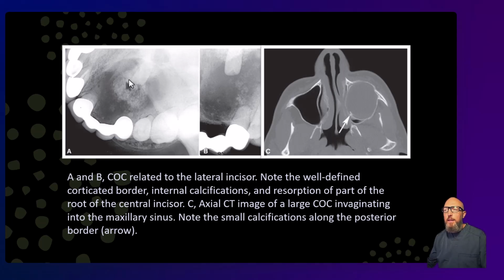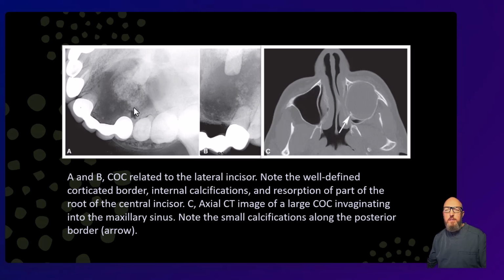A COC on the lateral incisor. You can see this impacted lateral incisor here. You can hopefully appreciate the nice, smooth, well-defined, round, corticated borders. And of course, the internal calcifications. They look somewhat dystrophic, maybe kind of a fibro-osseous appearance, kind of a ground glass appearance.